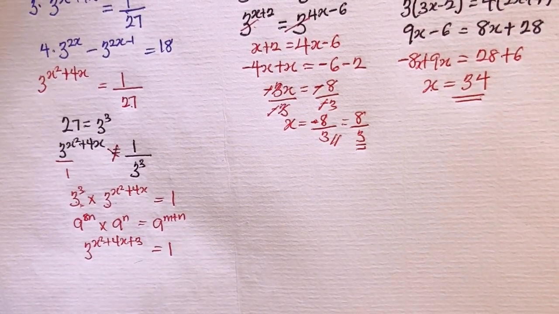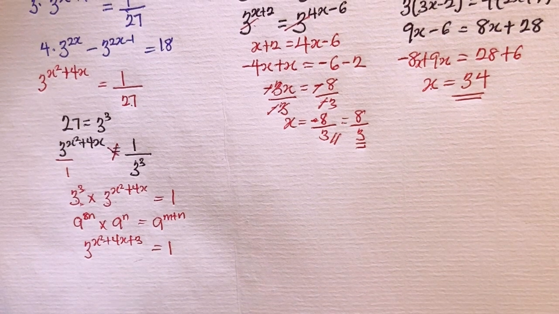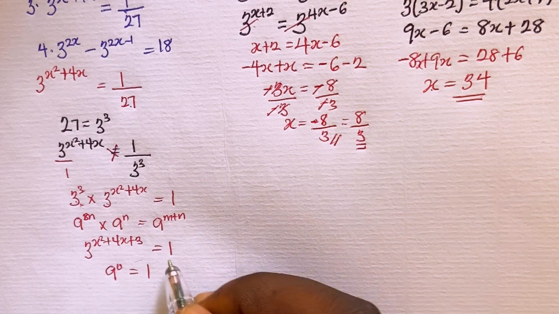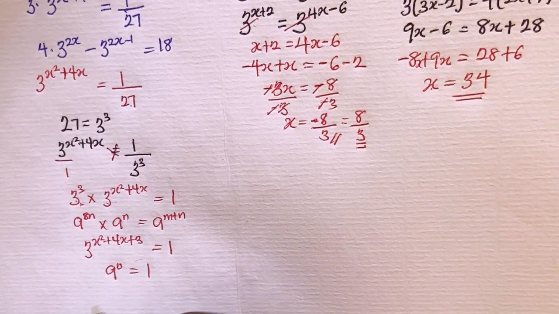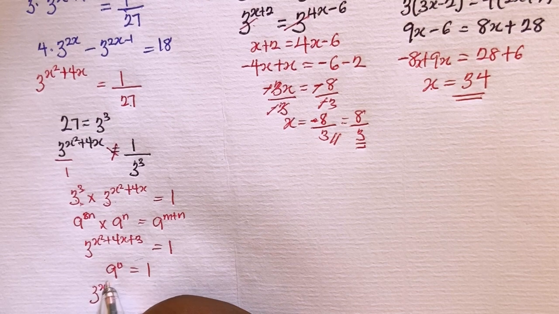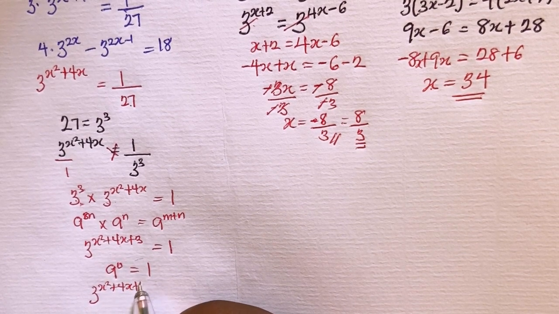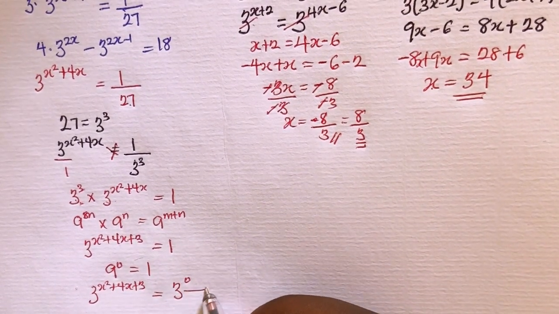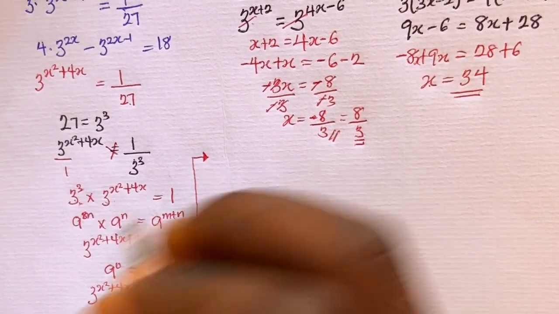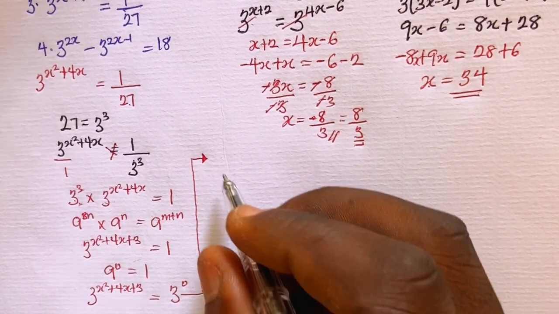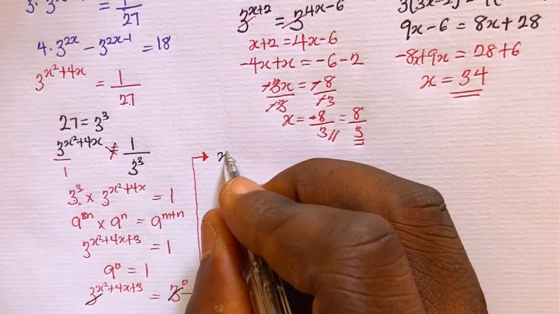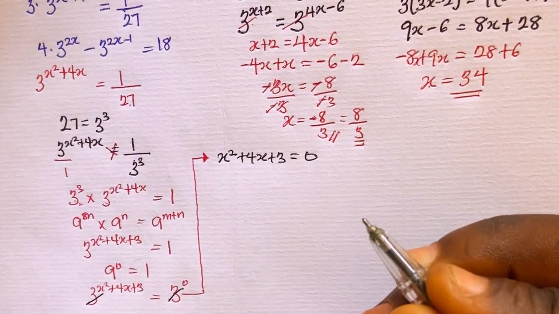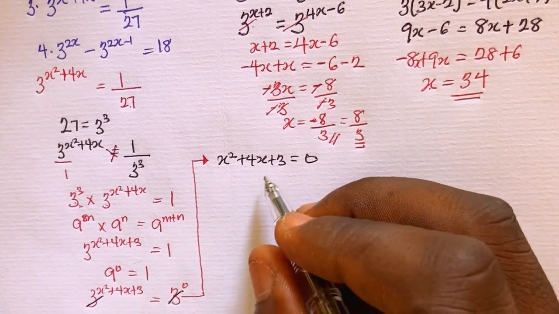Right? So what I'm going to do now is recall the zero law. That is, whenever I have a raised to power 0, it's still the same as 1. So in this case, I will simply represent this as 3x squared plus 4x plus 3 equals 3 exponential 0. Right? So now let's come back here. I'm going to have it simply to be this, we cancel this, right? Then I'll have x squared plus 4x plus 3 equals 0. So what I need to do now is factorize this, right?